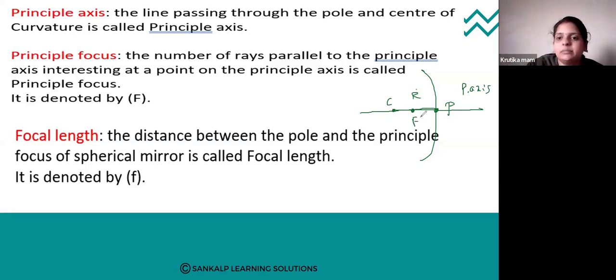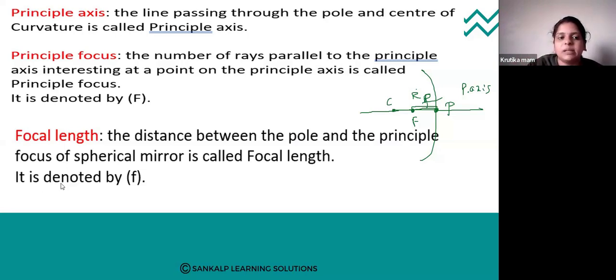The last term: the distance between the focus and the pole is called the focal length, denoted by the letter small f. So here we define two distances. One, the radius of curvature, the distance between the center of curvature and the pole. Second, the distance between the focus and the pole is called the focal length.